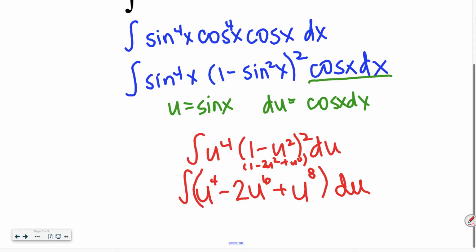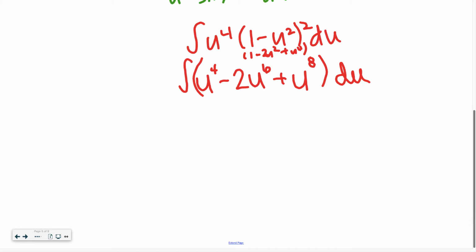No, because there are different powers. So u has a 4th power and 1 minus u squared has a square power. You can't combine them. Now you could view that as u squared squared and multiply by u squared, so that would be fine. Does that make sense? Okay.